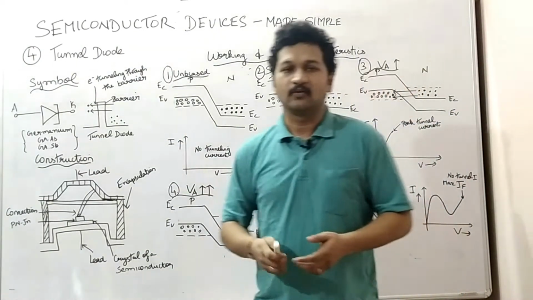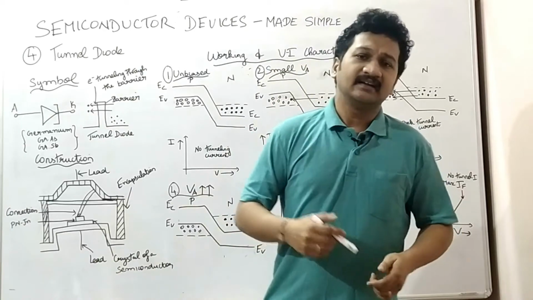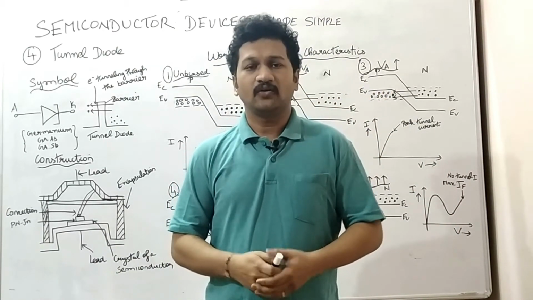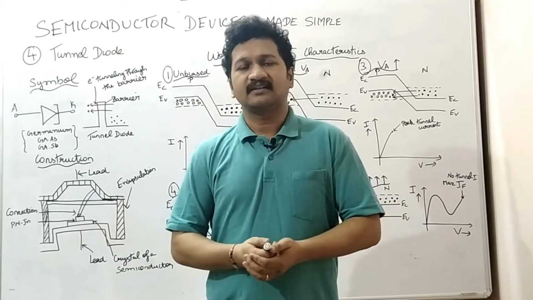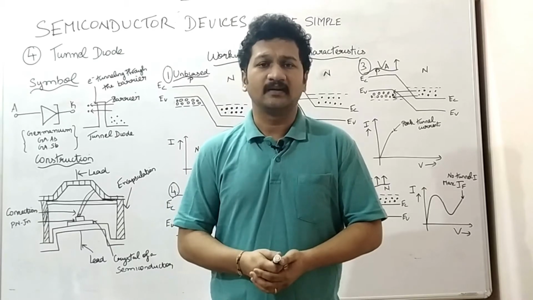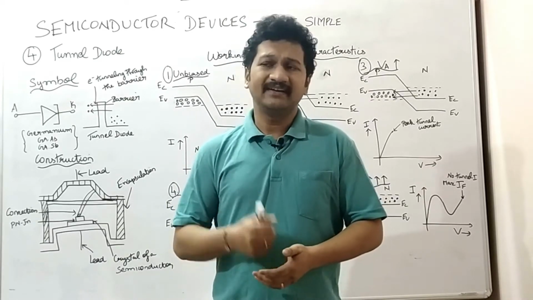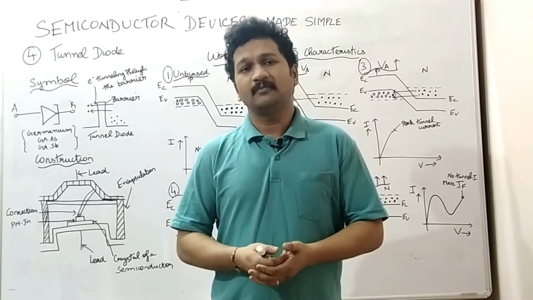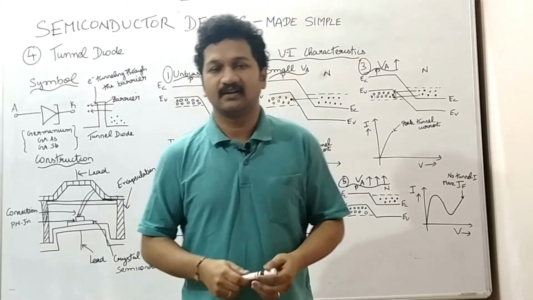So, what is a tunnel diode? As the name suggests, here tunneling of electrons takes place for the production of electric current. When you talk about the construction or makeup of a tunnel diode, it is a heavily doped PN junction diode. Heavily doped in the sense 1000 times more doped than a normal PN junction diode.